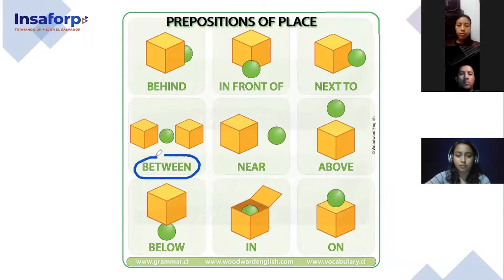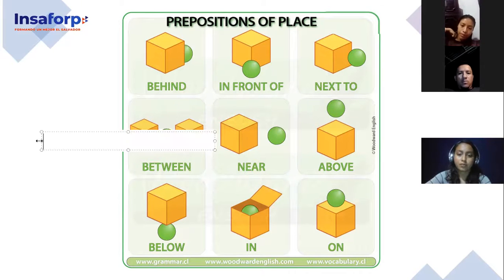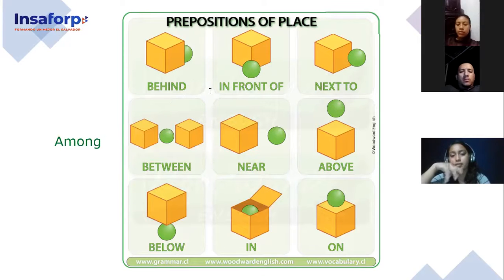Between. Miren, un objeto. Dos. When there are two or three objects, it's among, teacher. Cuando tenemos más de dos, it's among. Not between. So remember that, please. Among us. What is near?